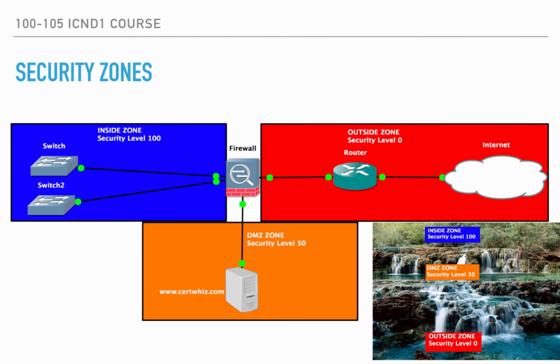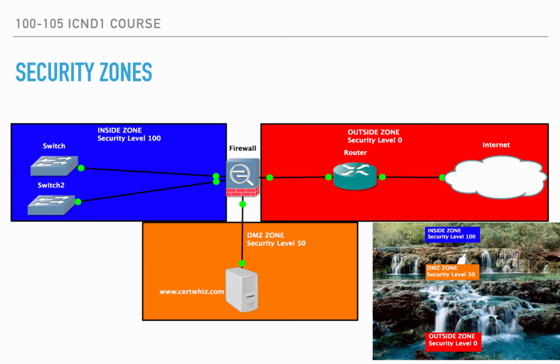Now, looking at our waterfall and thinking of our connections as water flow, can the inside zone with a security level of 100 flow or connect to the DMZ with a level of 50? Yes. Can the inside zone flow or connect to the outside zone with a level of 0? Yes. Keep in mind, zones with higher security levels by default can initiate connections with zones with lower security levels.